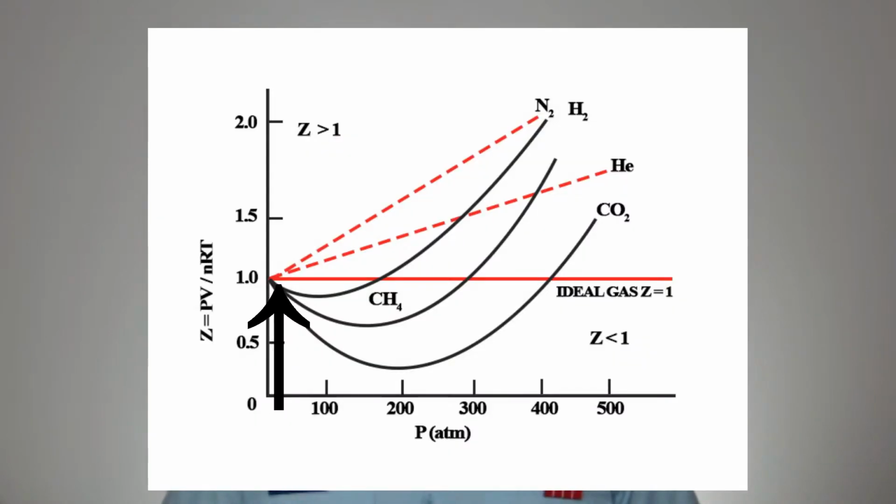If the attractive forces, as defined by the constant A, are strong enough, then the molecules will tend to stick together, reducing the actual pressure below the ideal pressure and making Z less than 1. If the repulsive forces dominate, as they tend to do at higher pressures, then the actual pressure is going to be larger than the ideal pressure, and Z will be greater than 1.